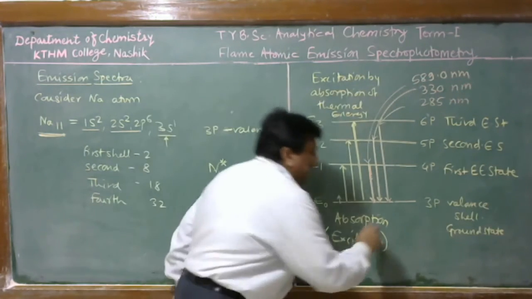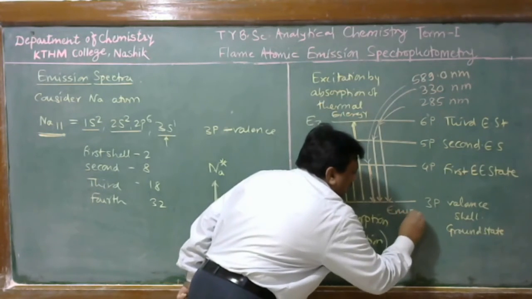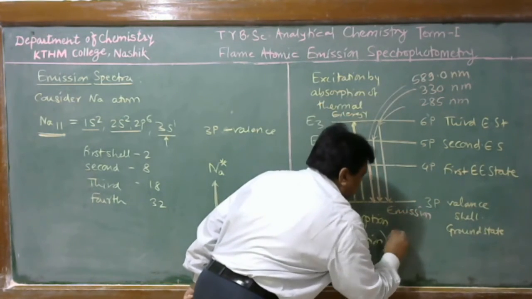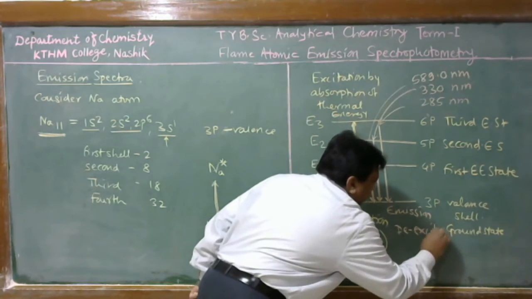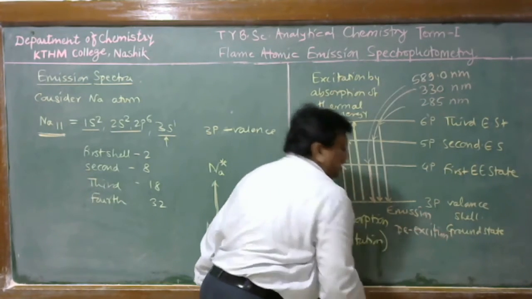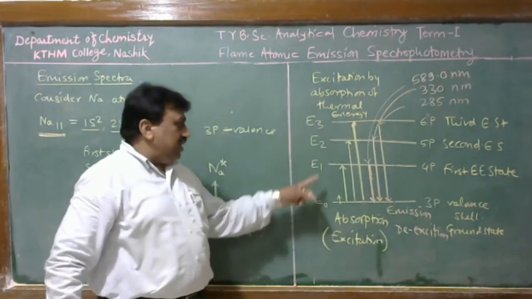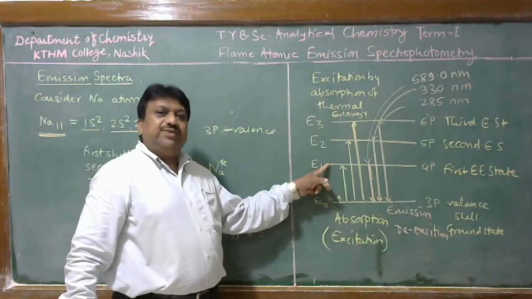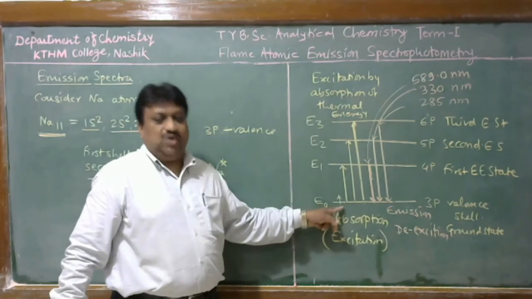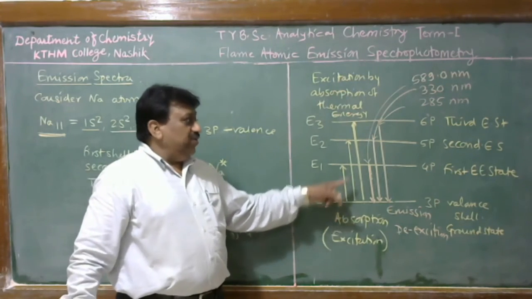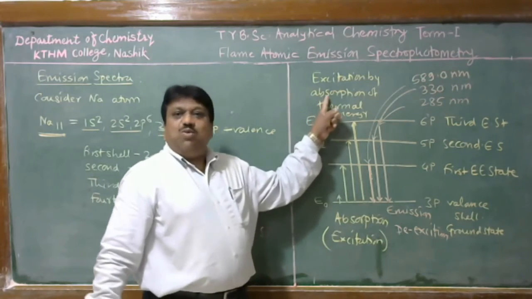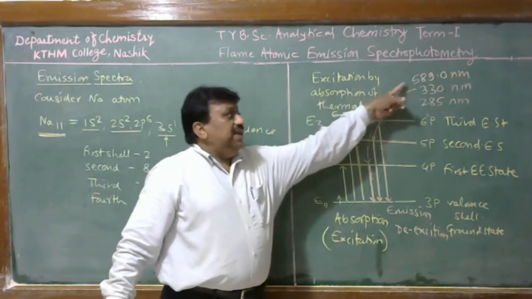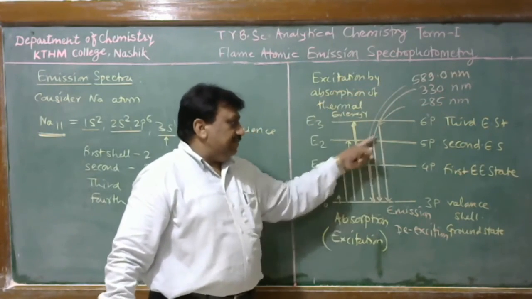Now this is called emission, and it takes place when there is de-excitation. De-excitation means an electron is promoted from the excited state level to the ground state level, and during this it emits the absorbed energy in the form of h nu, whose wavelength is related to the energy gap.